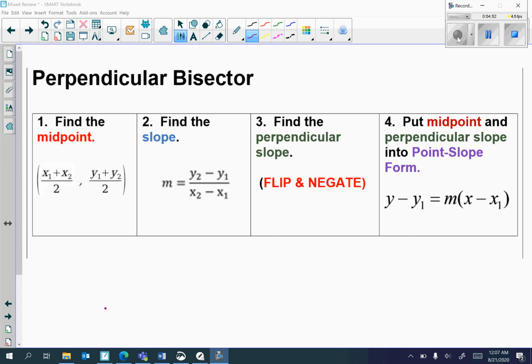Third, you find the perpendicular slope, so you take the slope from number 2 and you flip and negate it. And finally, with step 4, you put the midpoint from step 1 and the perpendicular bisector slope from step 3 into the point slope form. Y minus y1 is equal to m times x minus x1, and that will give you the equation of the perpendicular bisector.